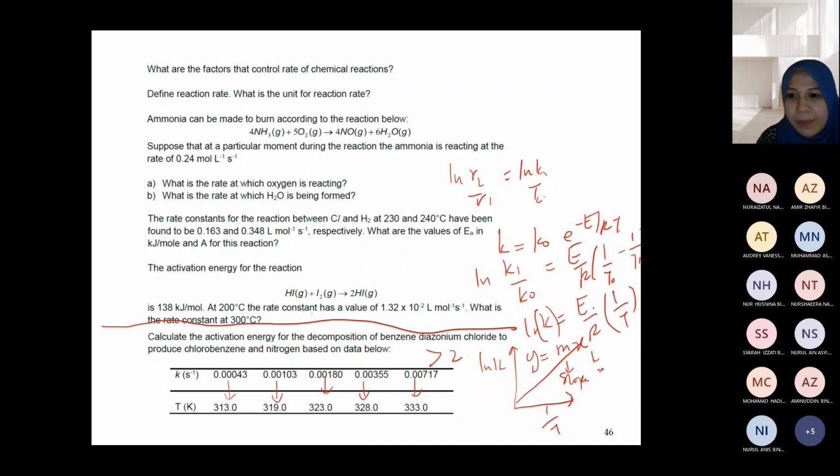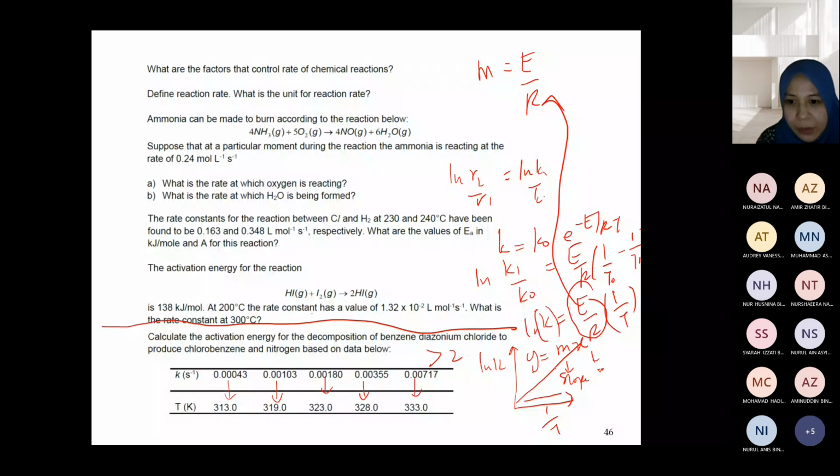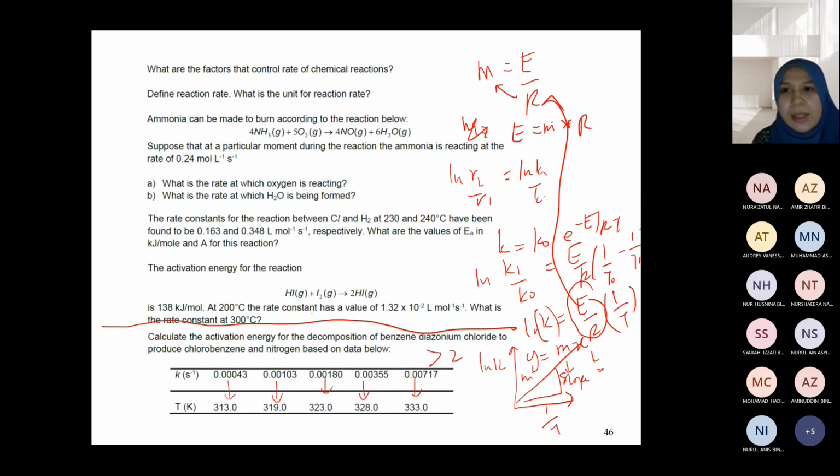Alright, so kita boleh dapat this one should be represent the M. Okay, so M is equal to E over R. Okay, so kita boleh dapat daripada tu you kena construct a table, construct a graph here, in order for you to get the M here. Okay, so the M would be is equals to, terbalikkan, E is equals to M times with the R. Okay, so you can dapat the right slope.